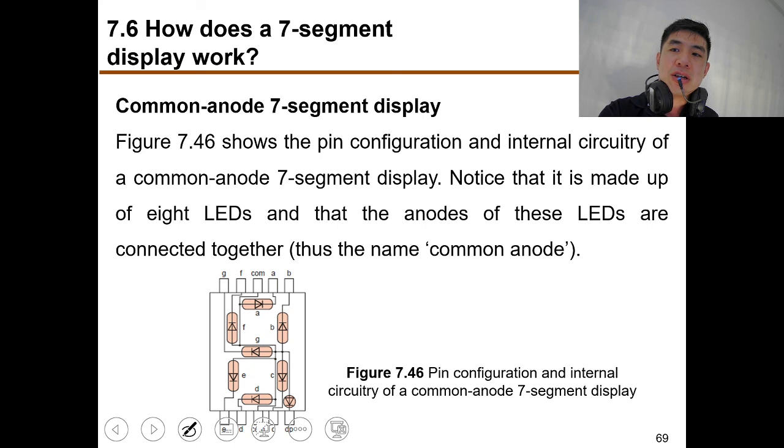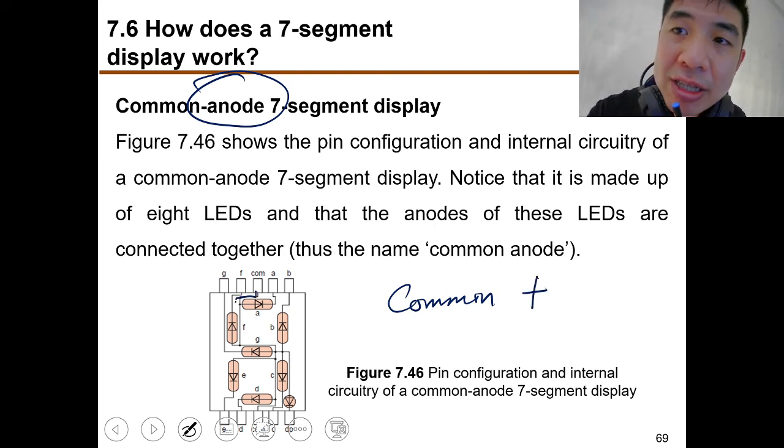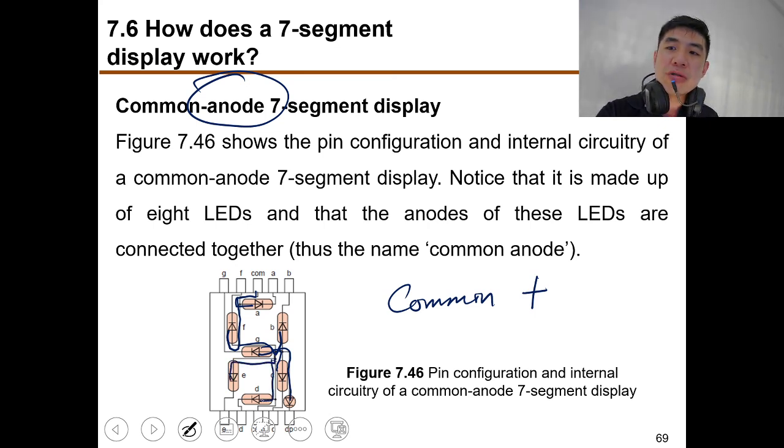Here, this is common anode. Common plus. You see, all the positive is all connected to the common one. Connected to here, here, here, here, here, then to here, and then to here. All connected to the common one, the common plus. Can you see the com here?